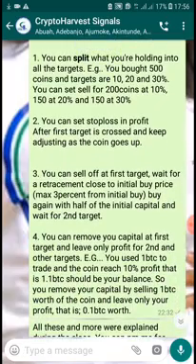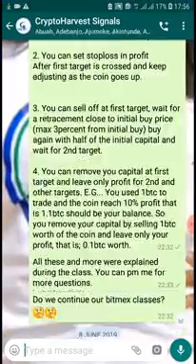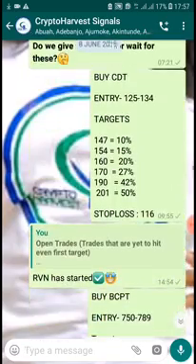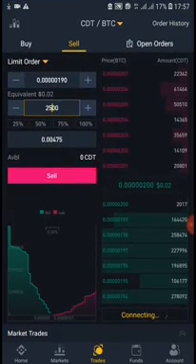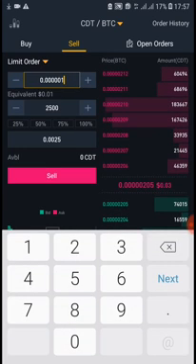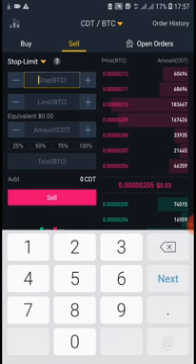The second way is that you can set a stop loss in profit after the first target is crossed and keep adjusting as the coin goes up. That's a trailing stop. The stop loss on this trade was 116. That's the stop loss for this trade. So if you want to set a stop loss initially, after buying the coin, it would have been 116. I bought at 125. Set stop limits. So my stop limit would have been for 50,000 coins.